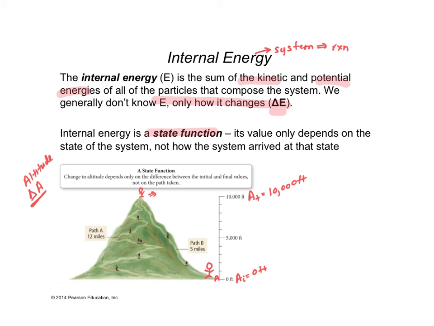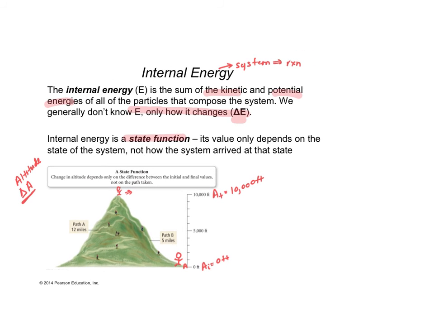If I wanted to calculate the change in altitude for hiker A, what would I utilize? Change in is final minus initial. What is my final altitude? 10,000 feet, minus my initial altitude, 0. So we get an overall change in altitude of 10,000 feet. So again, hiker A is smart. All right, now let's compare this to hiker B.